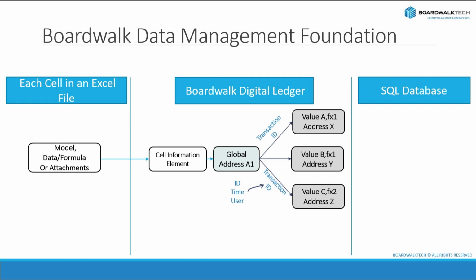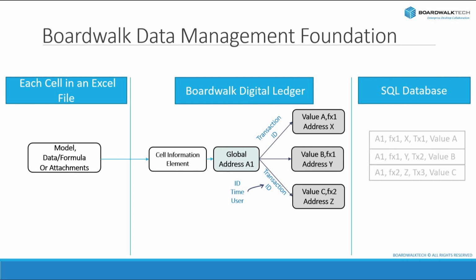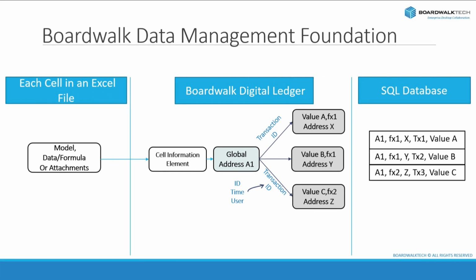Each of the changes has a user ID, time of change and a transaction ID associated with it. In the underlying SQL database, there is a record of all the changes for the cell. You will notice that the global address remains the same, however the address of the changes is different, and they are all associated with the same global address.